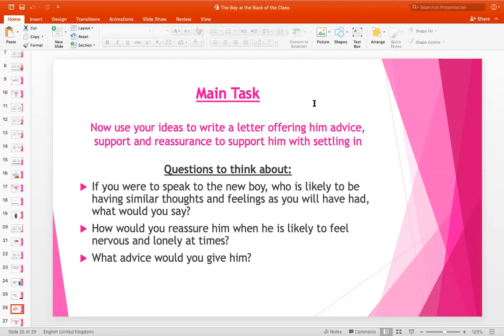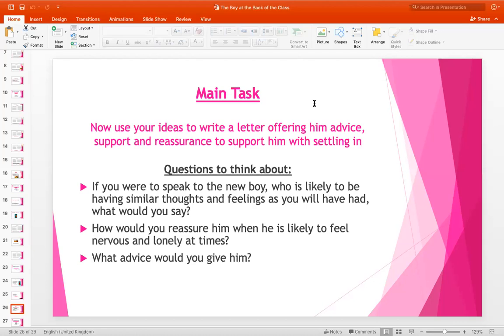Whilst writing your letter, I'd like you to think about these questions. You can pause the video when you are planning your letter so you can see what you need to include. The first one: if you were to speak to the new boy, who is likely to be having similar thoughts and feelings as you will have had, what would you say? How would you reassure him when he is likely to feel nervous and lonely at times? What advice would you give him?